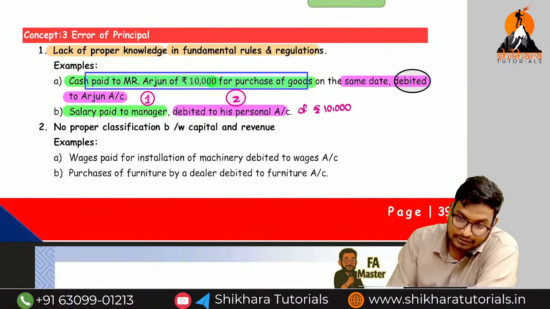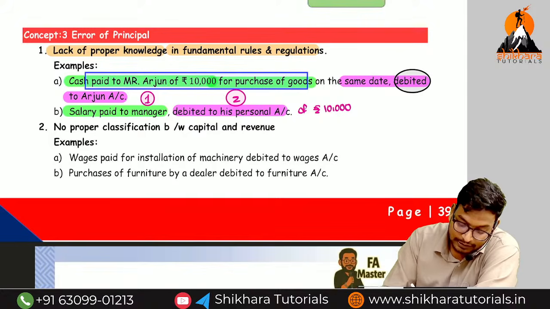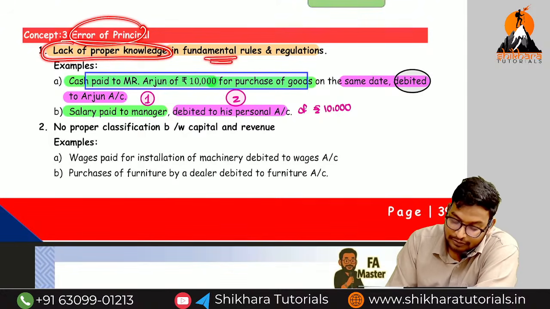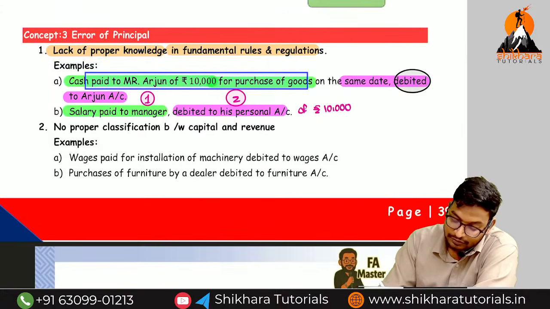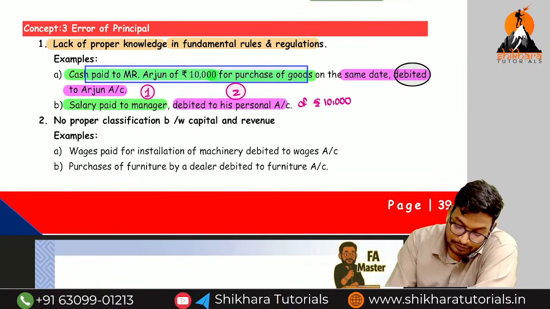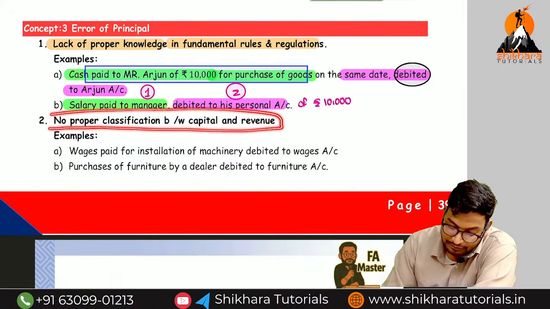So we have discussed only one part of the error of principle. What is that one part, ma? Lack of proper knowledge in fundamental rules and regulations. Because in order to debit something, we are going to debit another one. So see the next one, ma. Lack of proper classification between capital and revenue transactions.